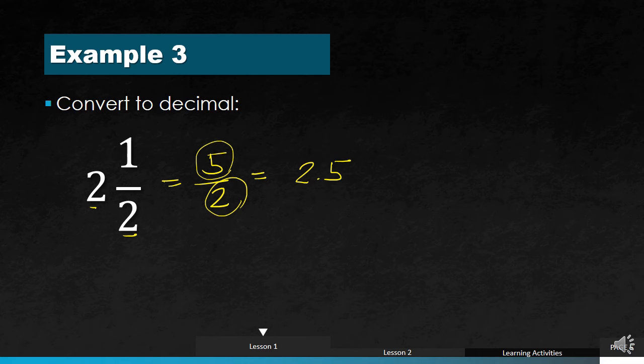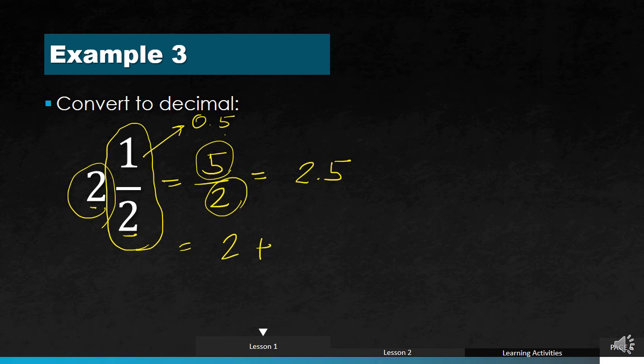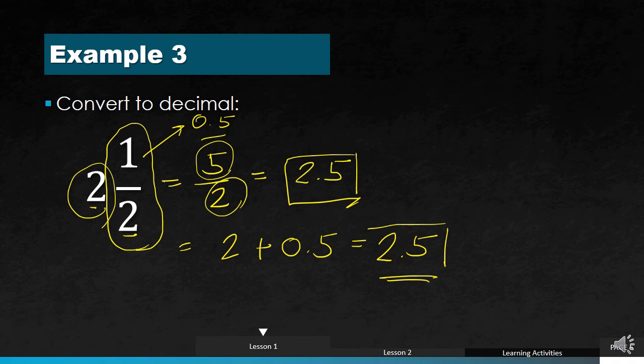Okay. So another method is this. You can just simply get the decimal form of the fraction part. So 1 divided by 2 gives you 0.5. And then you add that to your whole number. So that becomes 2 plus 0.5. So this becomes 2.5. So again, you just use different solutions but still arrive at the same answer.